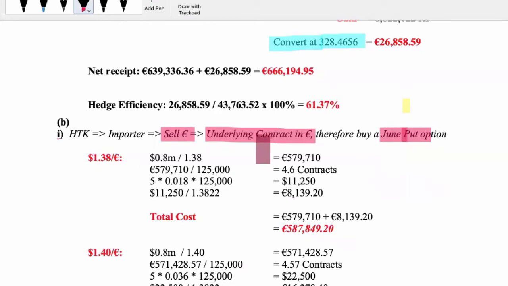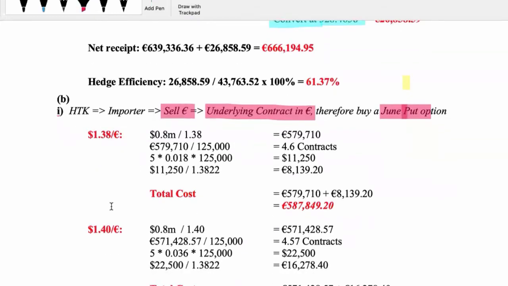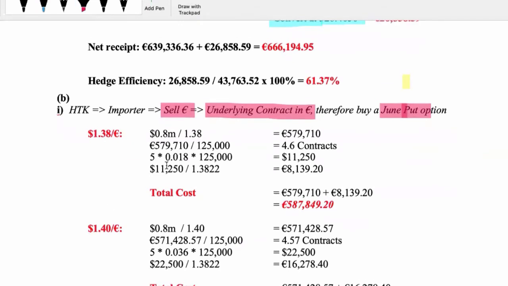So you were given 2 strikes, 138 and 140. Again, we have to go through this and see which is better for us. You'll start seeing it's all laid out the very same way as the exporter. No point changing it. You have your 800,000. What if we ended up exercising at this strike? So always divided by the strike price, 138, gives us this.